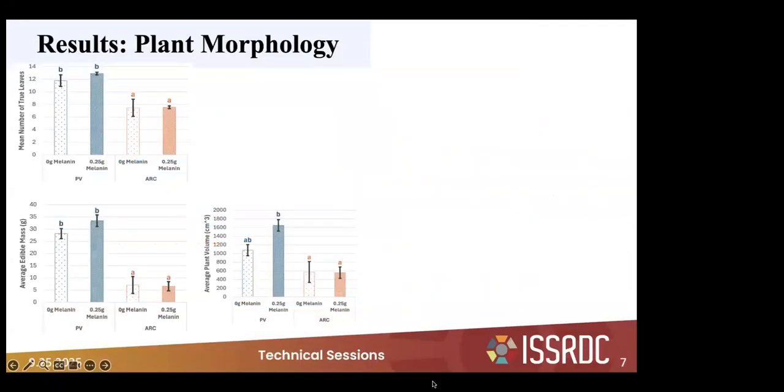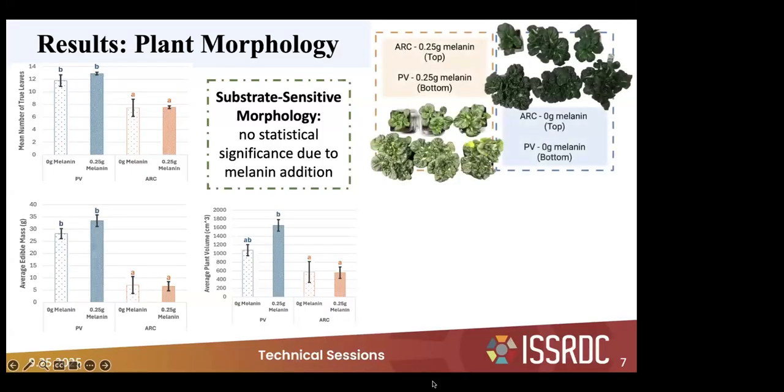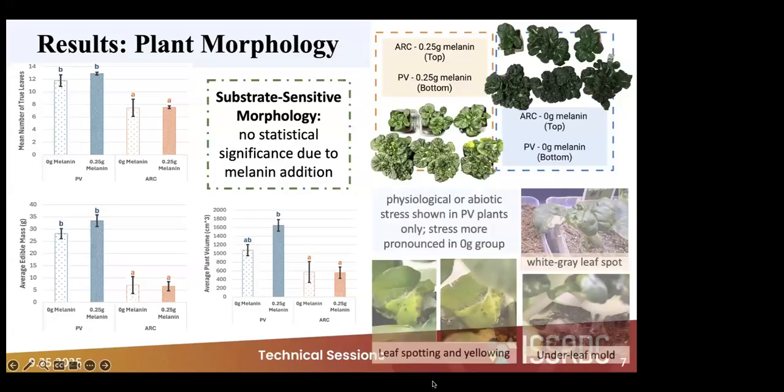Thirdly, in plant growth, results were substrate dependent. In perlite vermiculite, melanin plants grew larger and more water efficient, though some stress symptoms appeared. In arsenite, plants remained smaller, but melanin still reduced excess iron and supported more balanced nutrition.